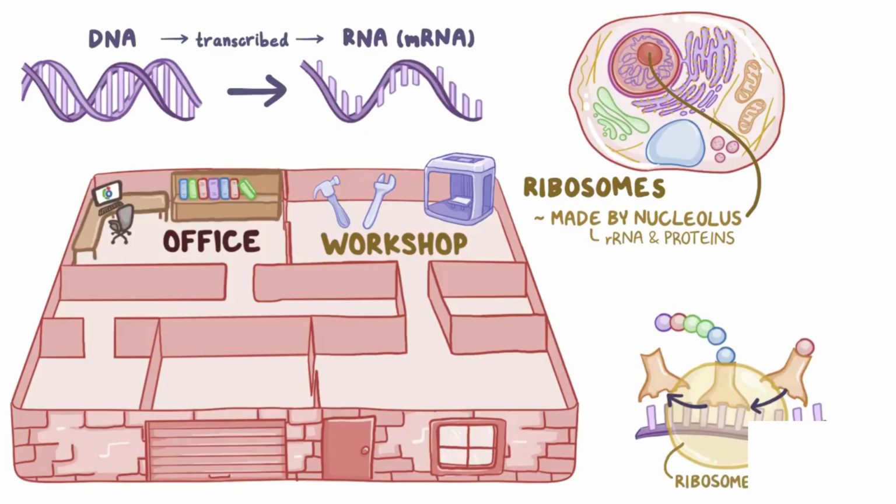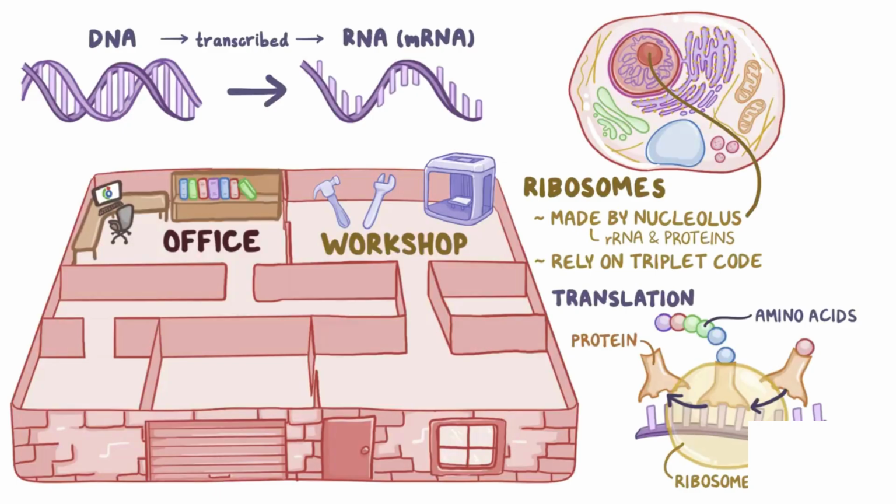The ribosome converts mRNA into a string of amino acids, which forms the protein in a process called translation. Ribosomes rely on a triplet code, where every 3 nucleic acids along a sequence of mRNA correspond to one of the 20 common amino acids, or to a stop codon, which tells the ribosome to stop building the protein.